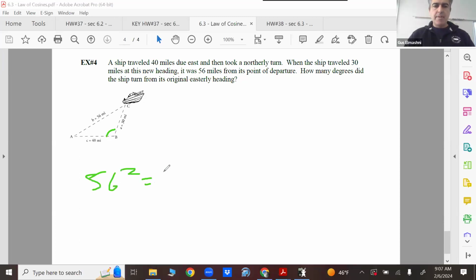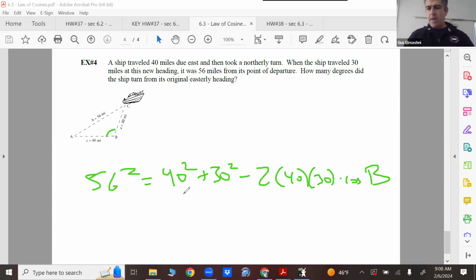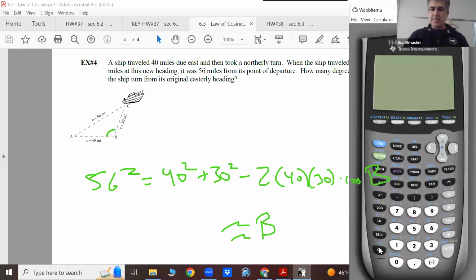56 squared equals 40 squared plus 30 squared minus 2 times 40 times 30 times cosine of angle B. Work it all out. When you get very good with this, you don't have to show all these steps. You just do 56 squared, and what are you going to subtract that by? 40 squared minus 30 squared.